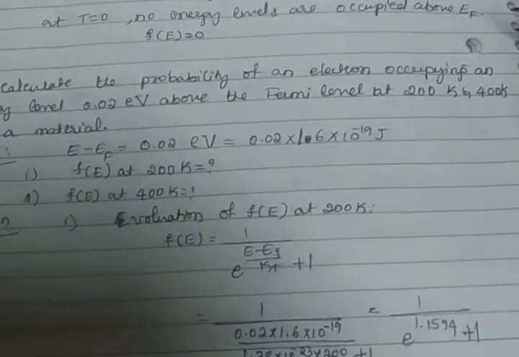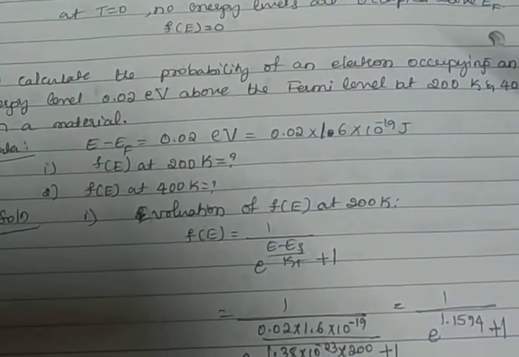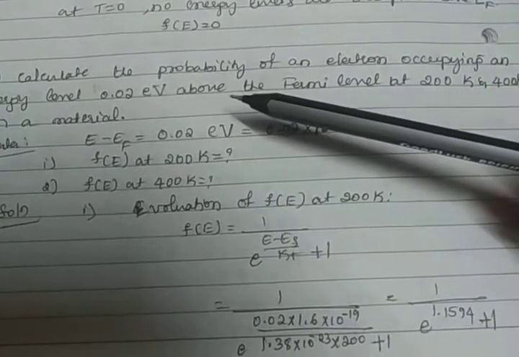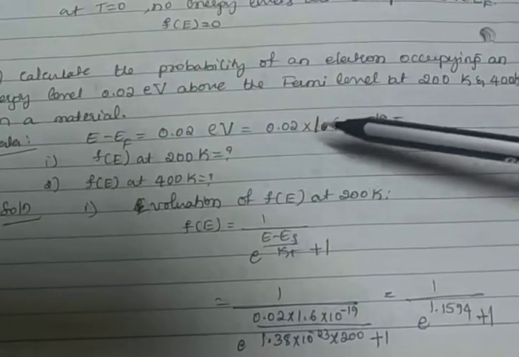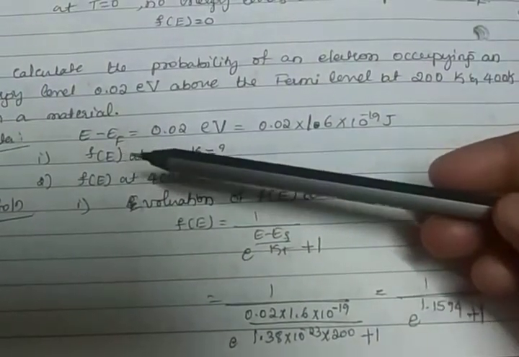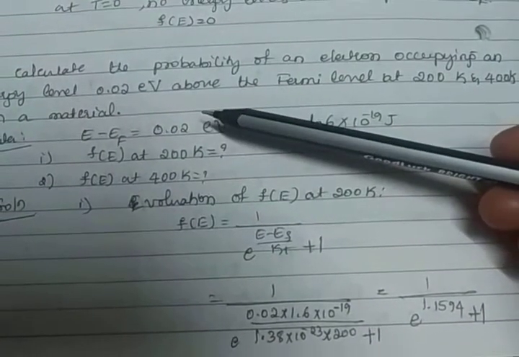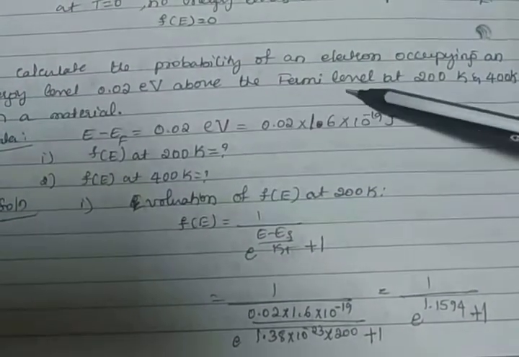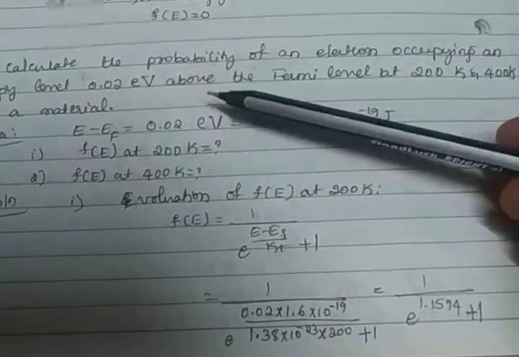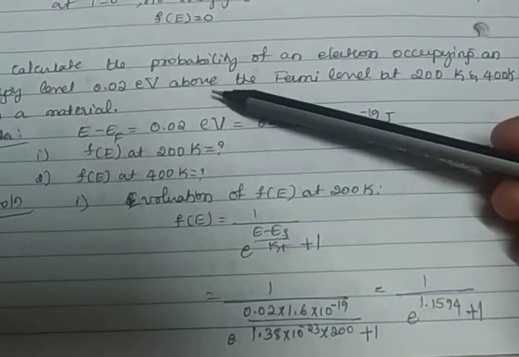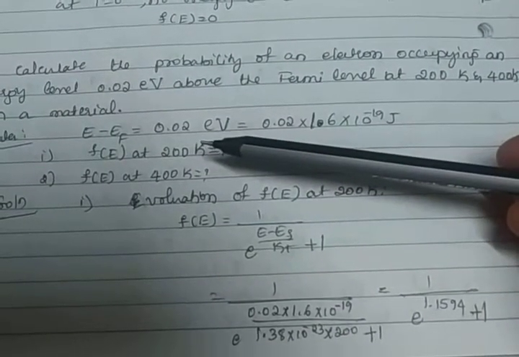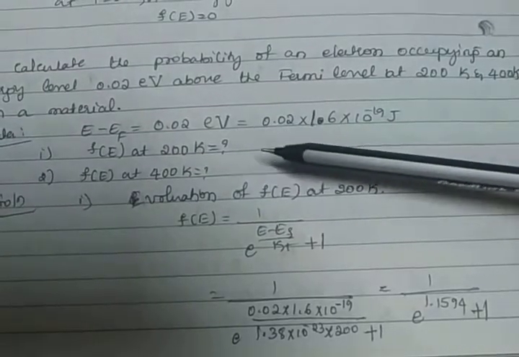Electron occupy an energy level, E minus EF is 0.02. There is mention above the Fermi level, that means above the Fermi level E minus EF is a positive quantity. Suppose if it is below the Fermi level, E minus EF is a negative quantity. Okay, so in the problem above the Fermi level, this E minus EF is a positive quantity, 0.02 electron volt.